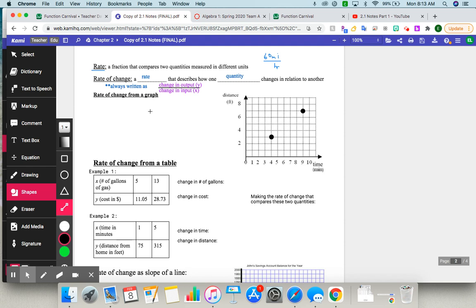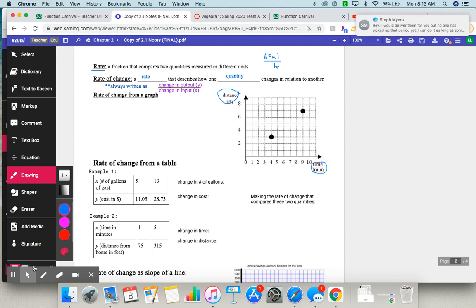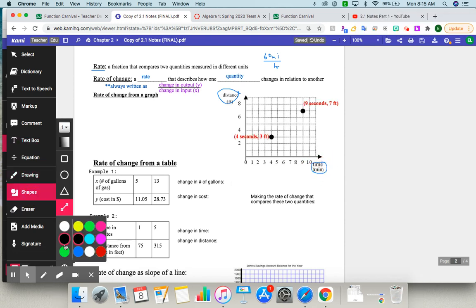So we can actually find a rate of change from our different representations of a function. So in this case, rate of change from a graph, we have two individual points, and we can figure out how one quantity changes in relation to another. So in this case, we are figuring out how distance is changing in relation to time. As we can see, our first point has an input of 4 seconds and an output of 3 feet. Our second point has an input of 9 seconds and an output of 7 feet.